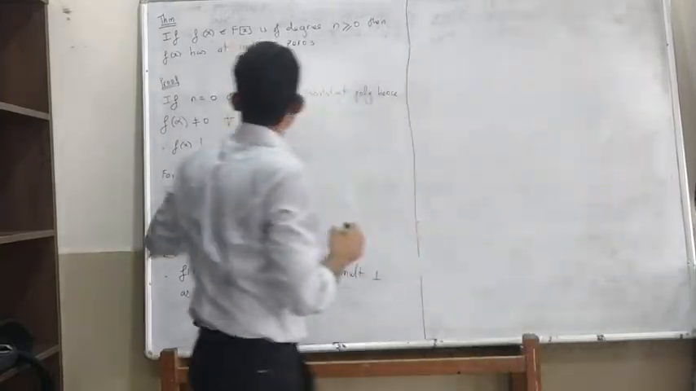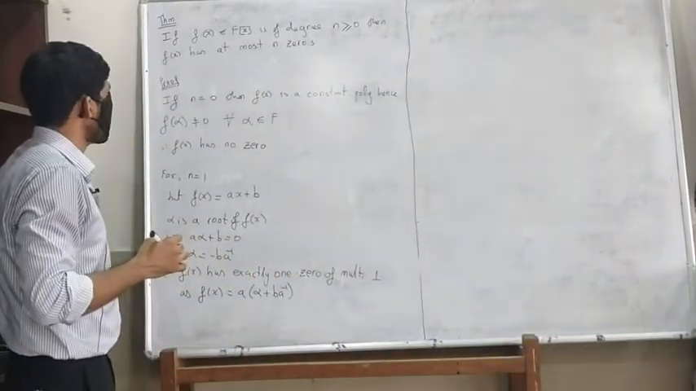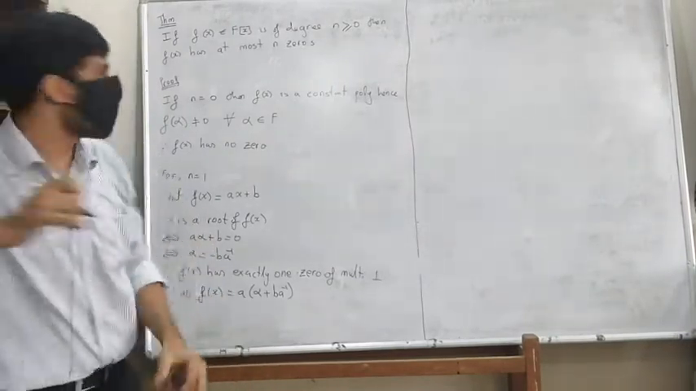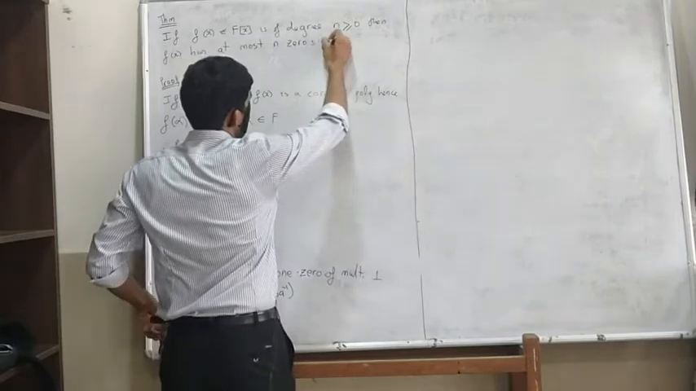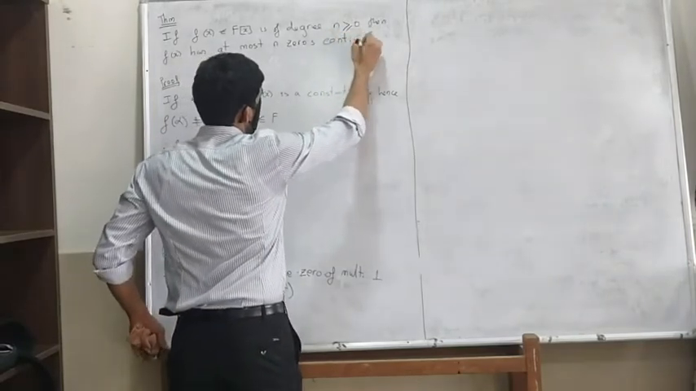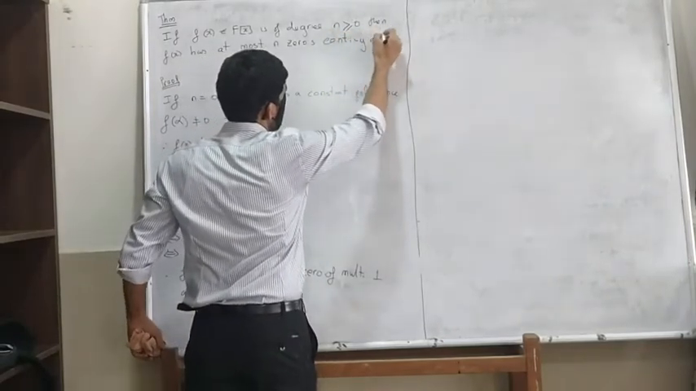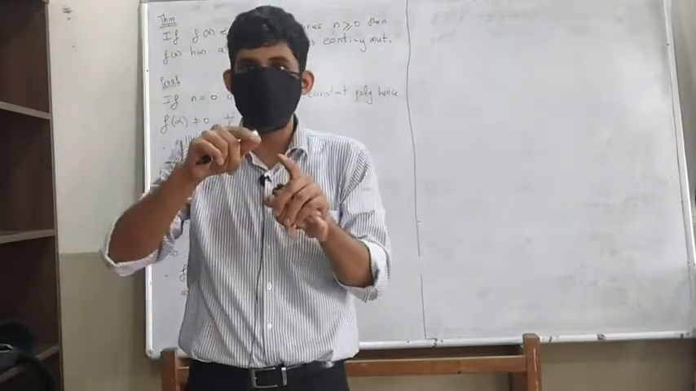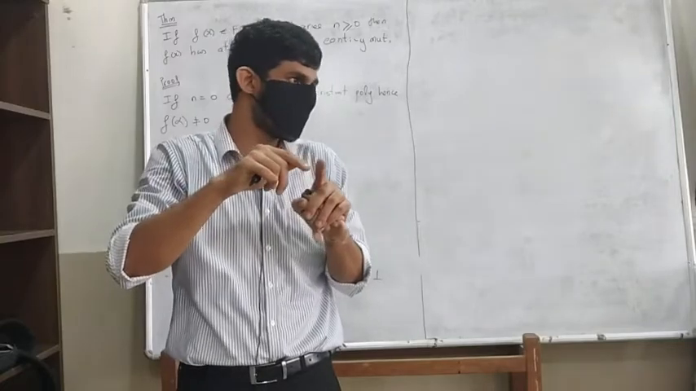So if f of x is of degree n, then it has at most n zeros, counting multiplicities. What do we mean by counting multiplicities? For every zero, you count the multiplicity that is associated with that zero.